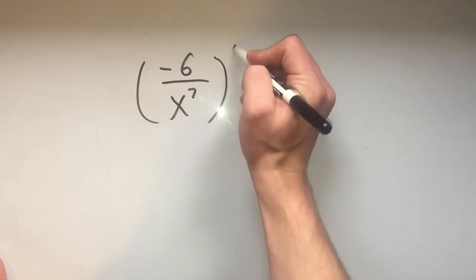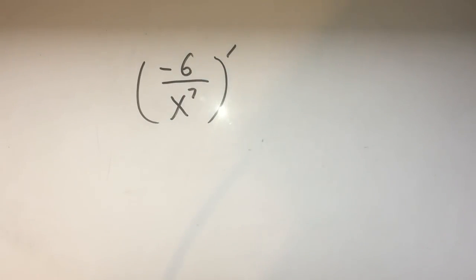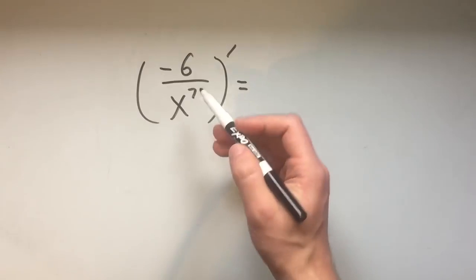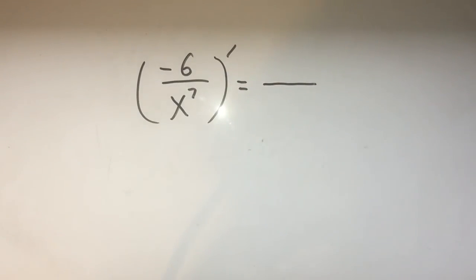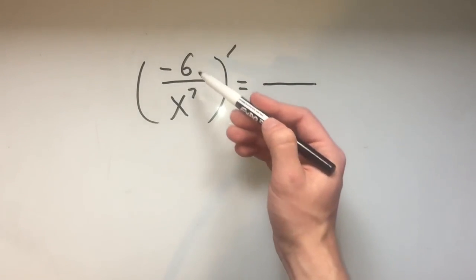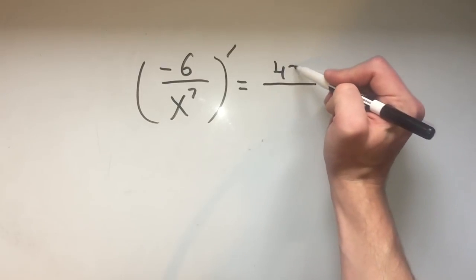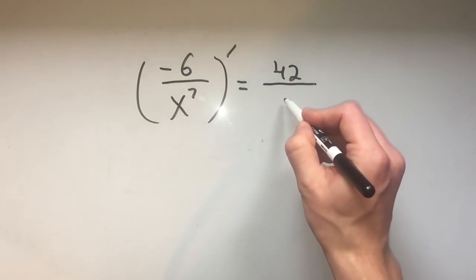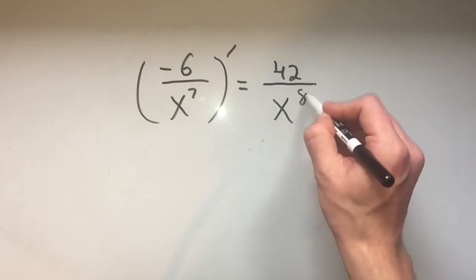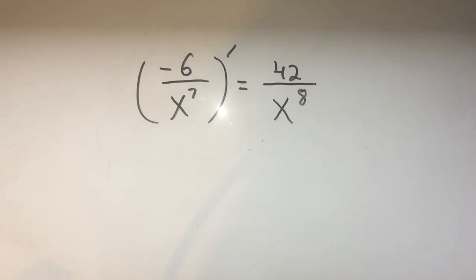Let's say I wanted to take the derivative of this thing. Well, I'll use my new shortcut rule, which is I switch the sign, so this negative will become a positive. I multiply by the power in the bottom. 6 times 7 is 42. And then I add 1 to the power in the bottom. And that's the derivative of that function.